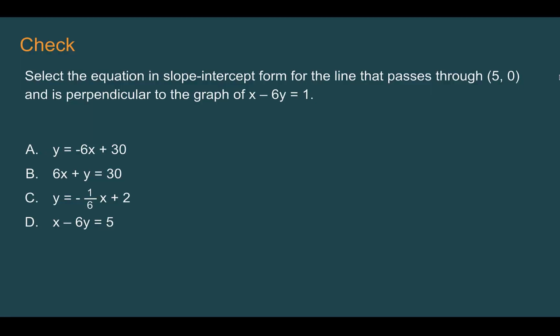Check your understanding. Which equation shown is the slope-intercept form for the line that passes through (5, 0) and is perpendicular to the graph of x minus 6y equals 1? Pause the video now and complete the check.